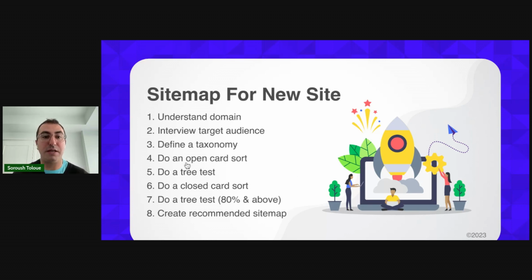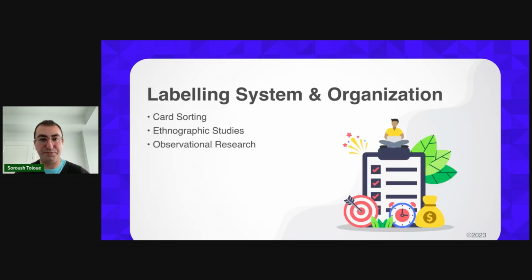And then you would do the same thing. You would do an open card sort. You would do a tree test, a closed card sort. And if the results of the tree test are above 80%, then you could make your final recommendation. Again, steps 4 to 8 are iterative. You could do them iteratively to get the desired effect.